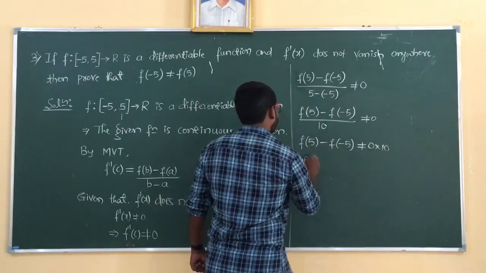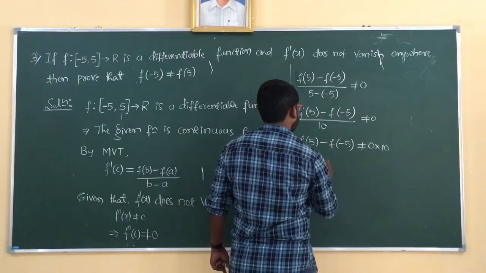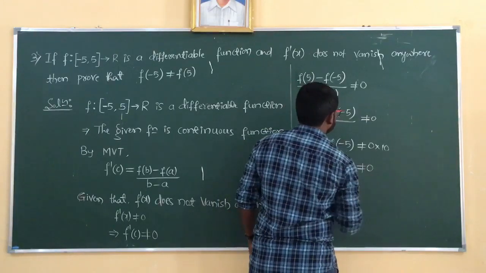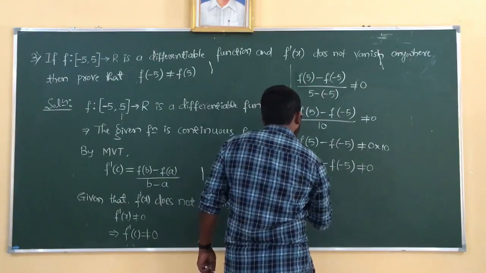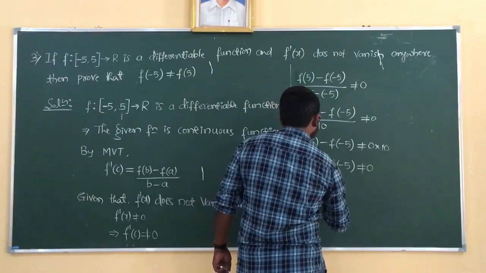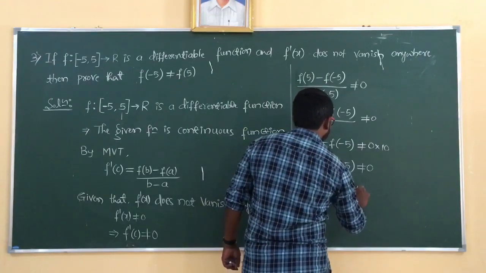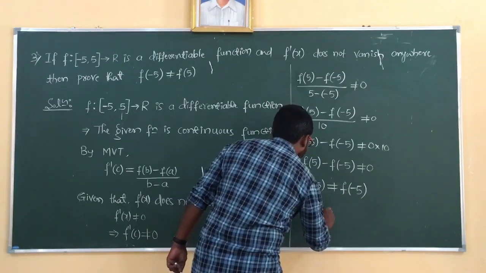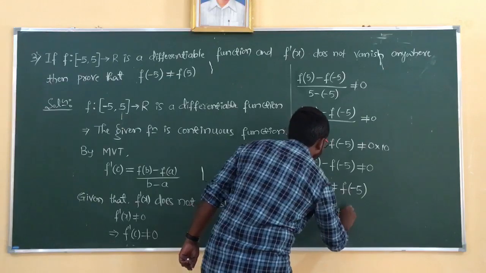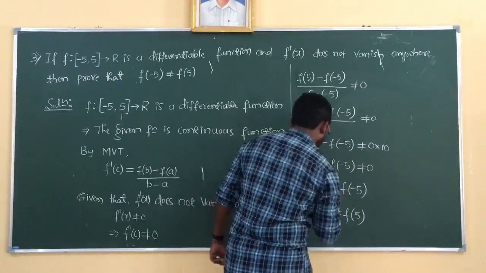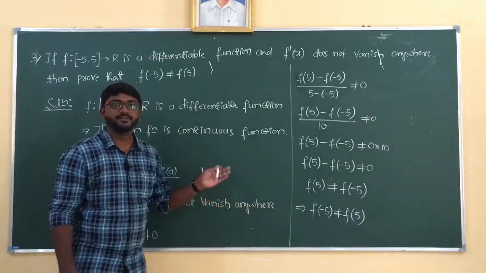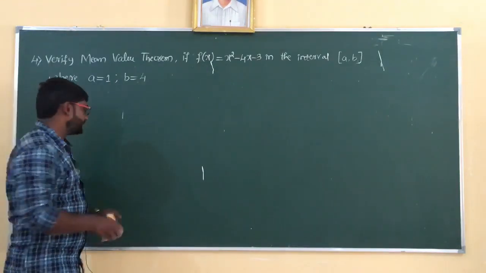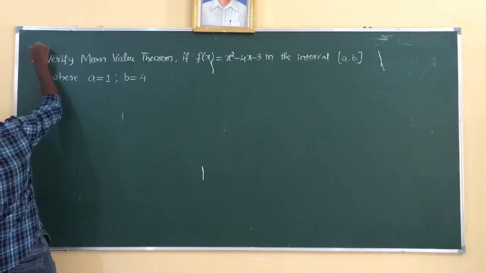So, f of 5 minus f of minus 5 is not equal to 0. So, this can also be written as f of 5 is not equal to f of minus 5, or this implies f of minus 5 is not equal to f of plus 5. So, this is all about the third problem. So, let us solve the fourth question and mark this as very important for the annual exam.